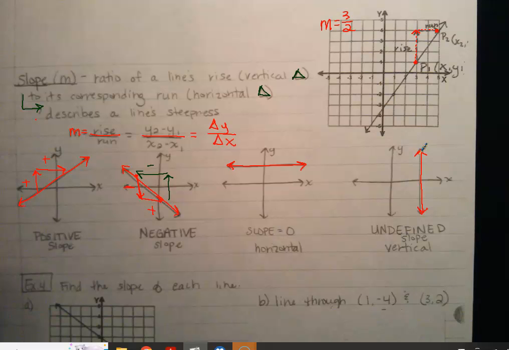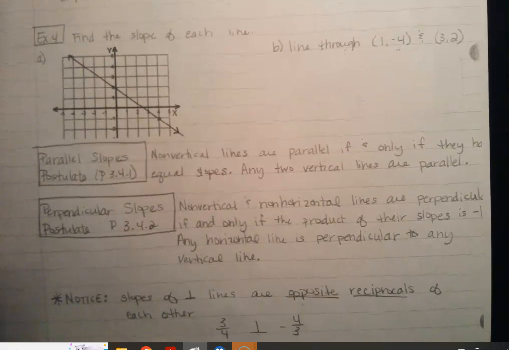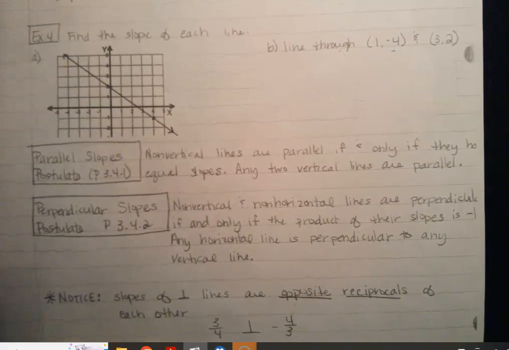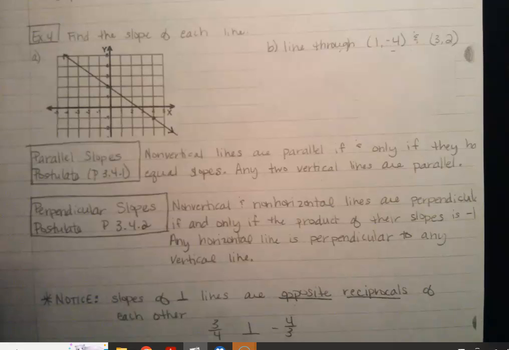Okay, so let's look at example 4 and find some slope. All right, so example 4 says find the slope of each line. Well, A, we have a graph, so that's pretty awesome. Okay, so we can pick 2 points on our graph. They're actually already given to us. One is here, and the other is there on the origin.